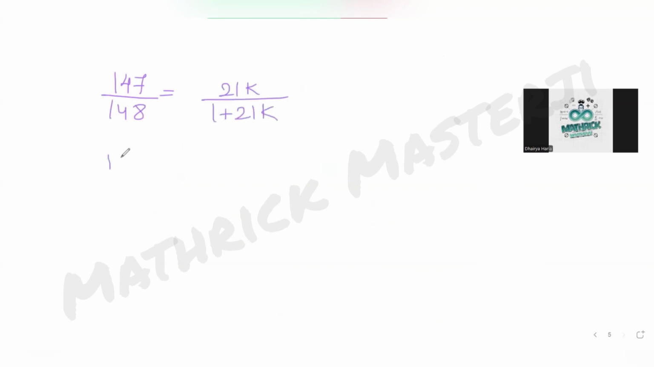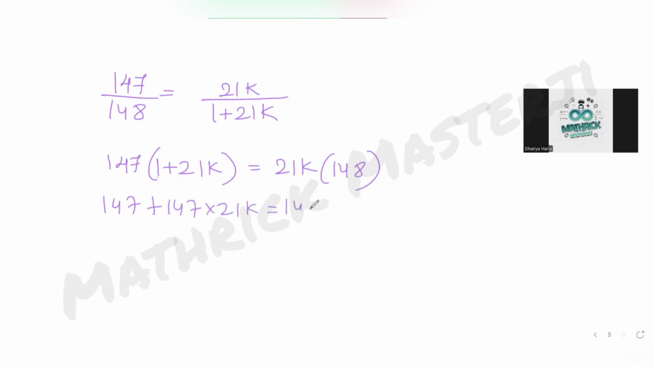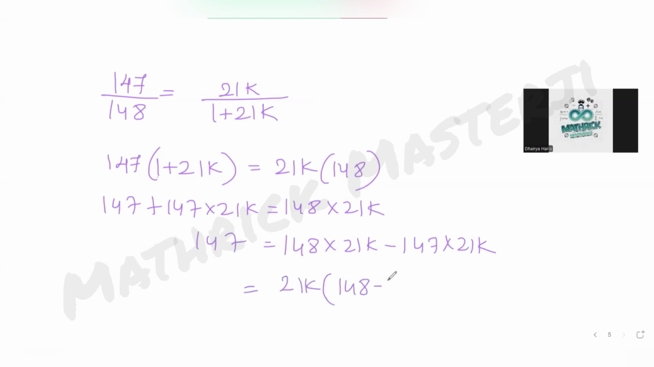If I solve for that, I get 147 times 1 plus 21k equals 21k times 148. So I get 147 into 1, which is 147, plus 147 times 21k equals 148 times 21k. If I take the terms of k on one side, I get 148 into 21 times k minus 147 into 21 times k equals 147. So from here I get 21k common, and 148 minus 147 gives me 1, so I get 21k itself.